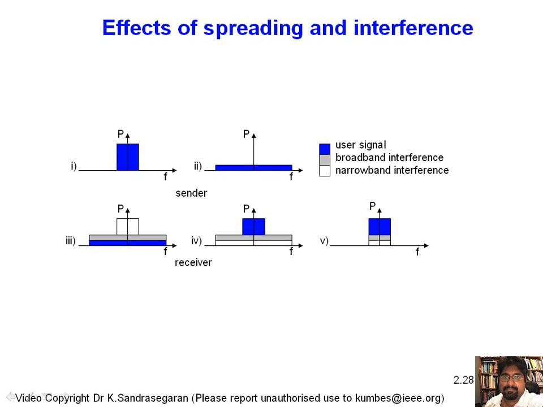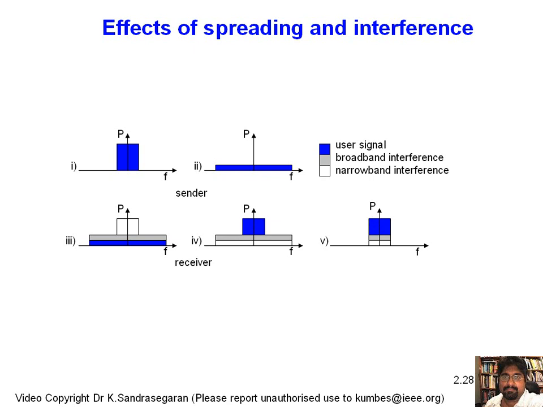And at the receiver, because you are despreading it with the same spreading techniques that you use at the transmitter, you are able to get the high-powered original narrowband signal, which will be at a much higher amplitude than both the broadband interference as well as the narrowband interference. And you'll be able to use some kind of band filtering and recover the original signal. So this is a very simple way of denoting how spread spectrum works.